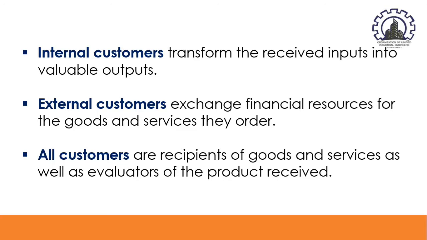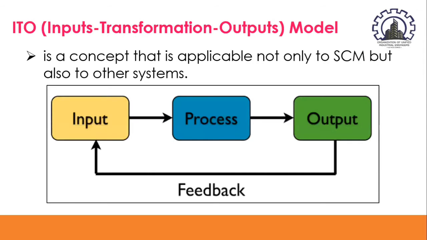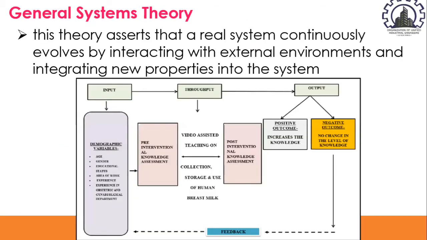As you can see on the sample figure, this is our ITO model, or inputs, transformation, outputs model. It is a concept that is applicable not only to supply chain management, but also to other systems. It can assist in understanding the complexity of supply chain systems. In fact, Bertalanffy in 1969 first proposed the general systems theory, which asserts that a real system continuously evolves by interacting with external environments and integrating new properties into the system.